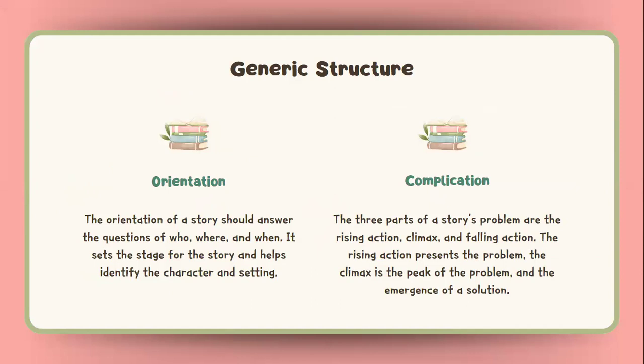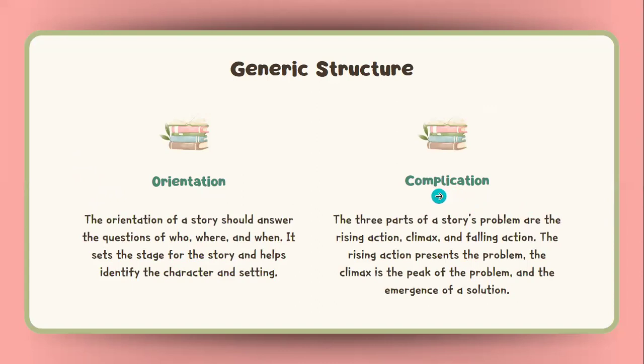Now we are going to the generic structure. In narrative text, there are four generic structures. The first is orientation, complication, resolution, and reorientation. We will see the definition. The first is orientation. Orientation of a story should answer the questions of who, where, and when. It sets the stage for the story and helps identify the character and setting.